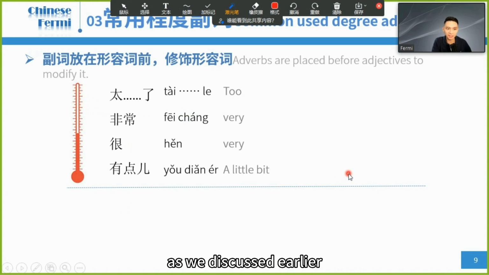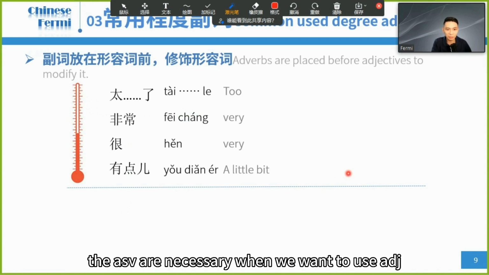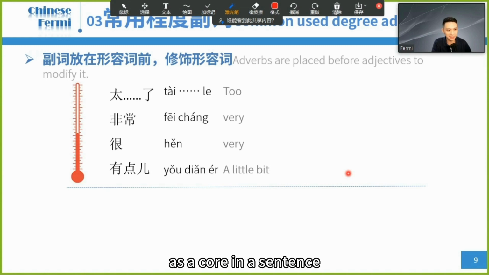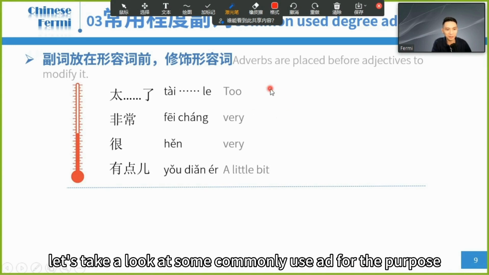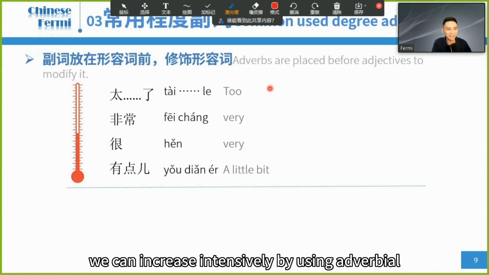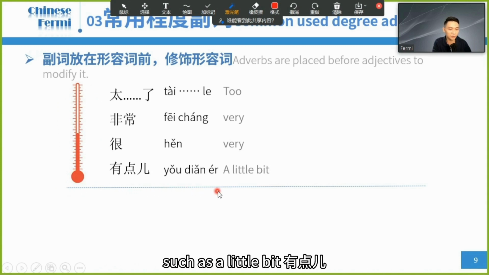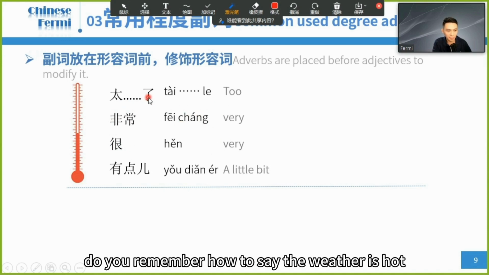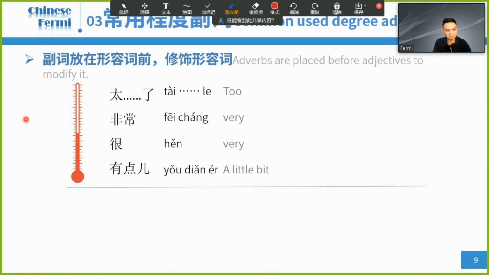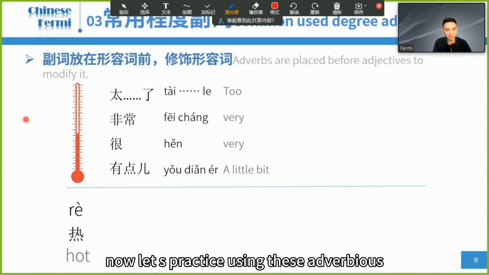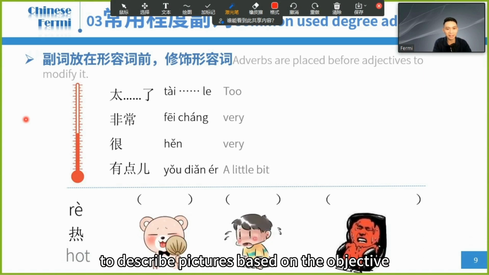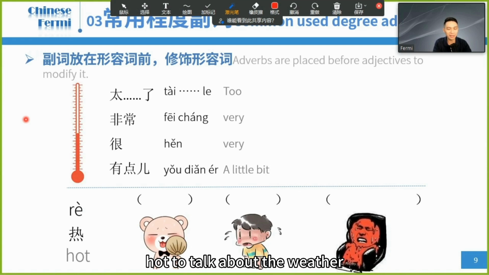As we discussed earlier, adverbials are necessary when we want to use an adjective as the core of a sentence. Let's take a look at some commonly used adverbials for this purpose. We can increase the intensity by using adverbials such as a little bit, 有点儿, very, 很, 非常, and too, 太...了. Do you remember how to say the weather is hot? Yes, 热. Now, let's practice using these adverbials to describe pictures based on the adjective hot to talk about the weather.